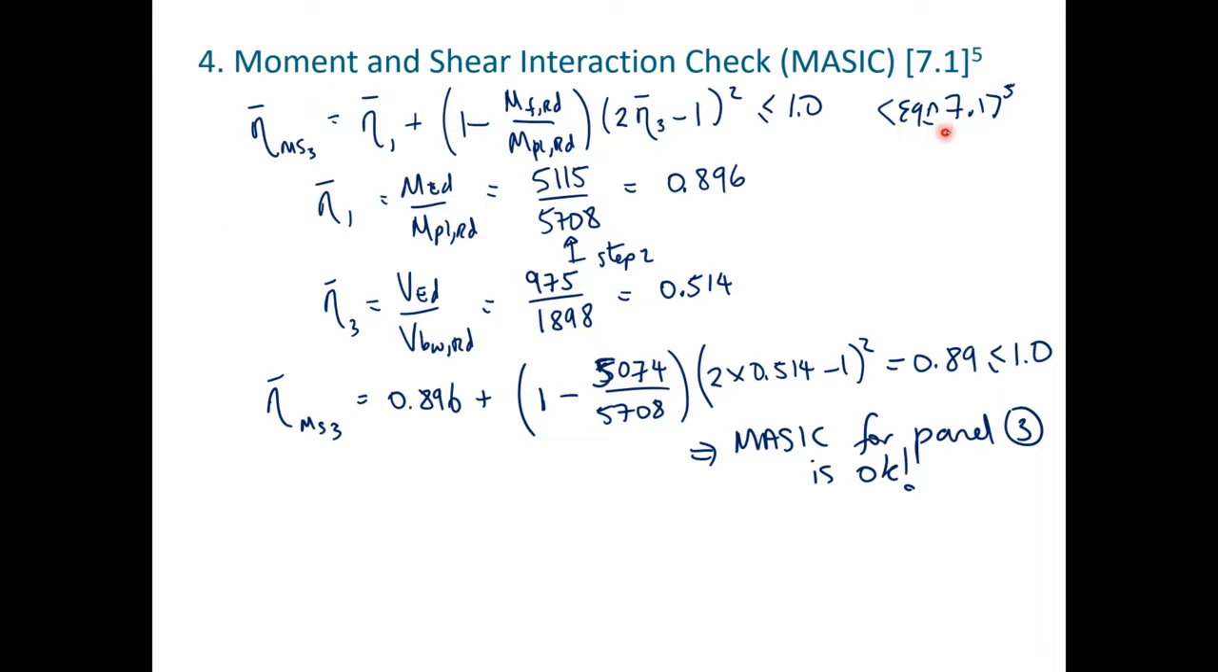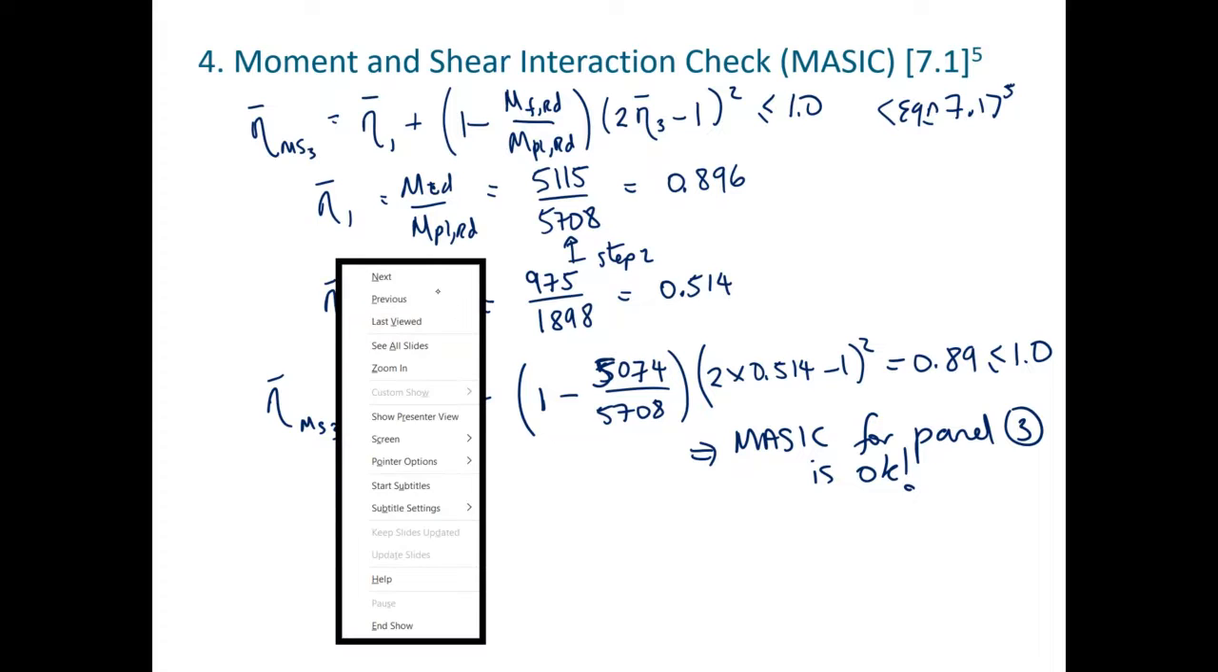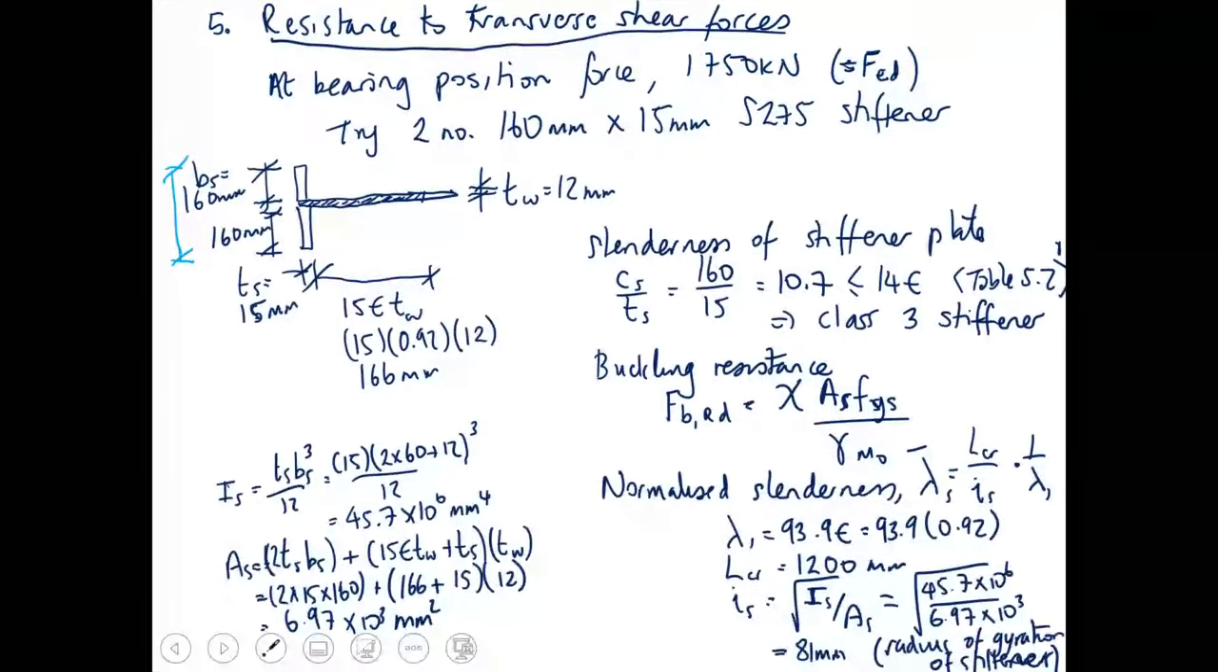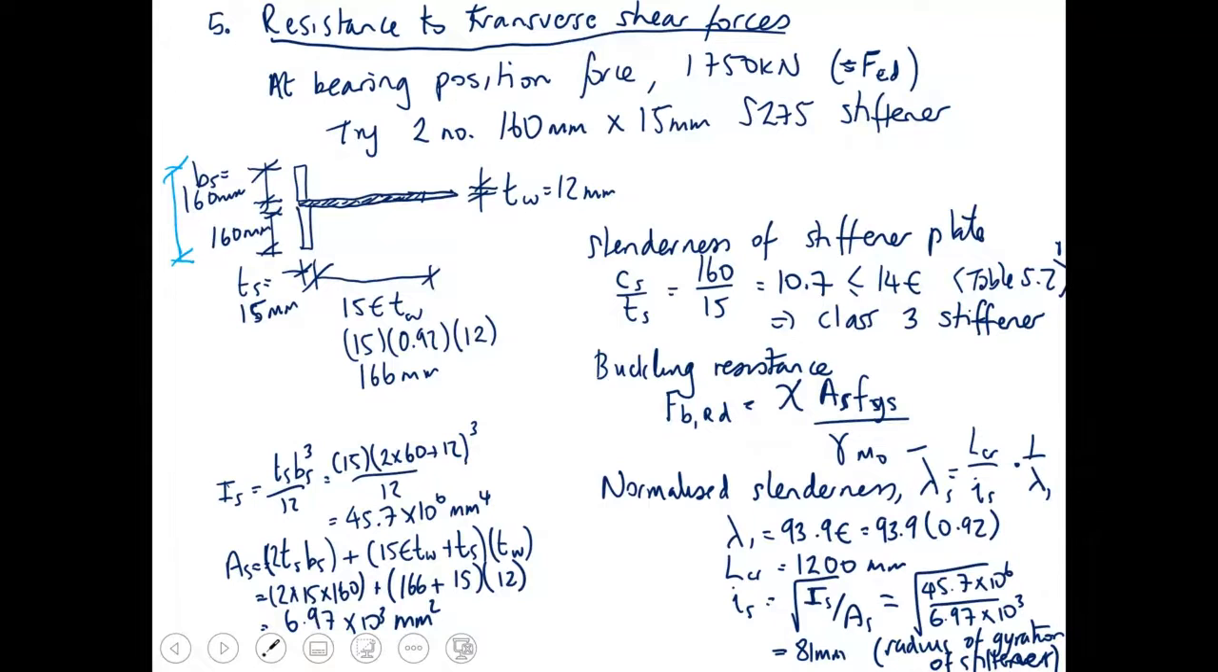And we use this equation, equation 7.1, Eurocode 3, part 1-5, where we have the utilization ratio for bending, we come to 0.896. The utilization ratio for shear is the shear demand divided by the capacity of the web alone. That's greater than 0.5, that's why we're not exempt, because it's not low shear. And then we put those values into equation 7.1, and we come out with 0.89 as the overall utilization ratio. Okay, so that's the moment and shear interaction check done.